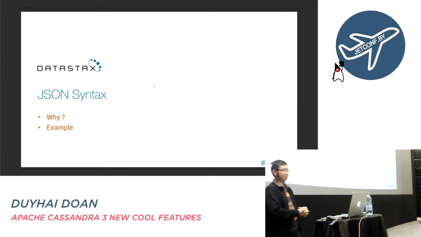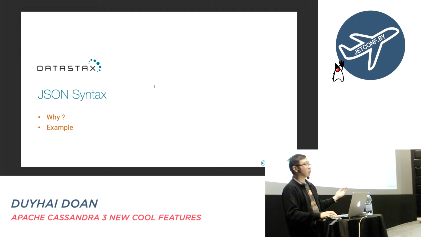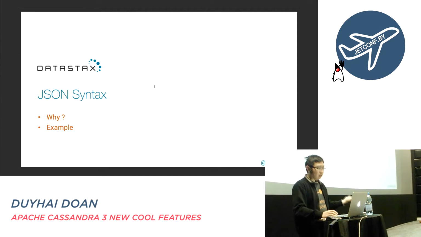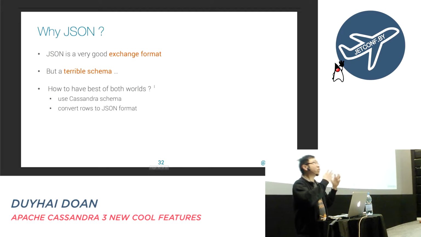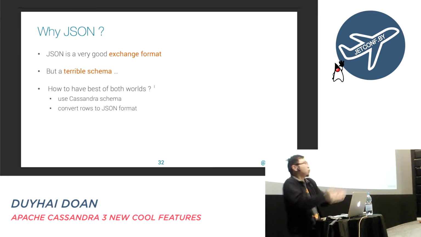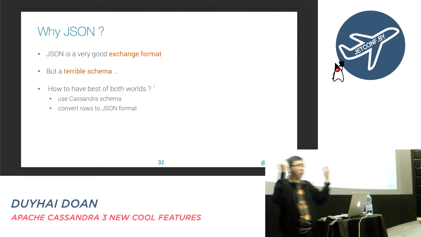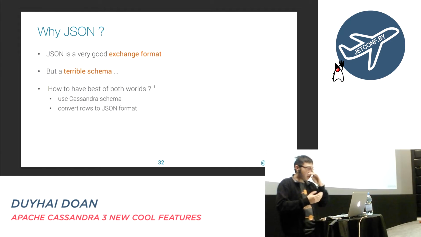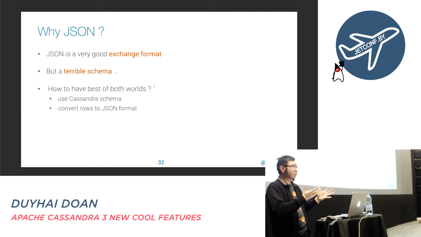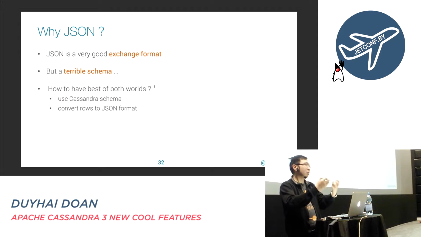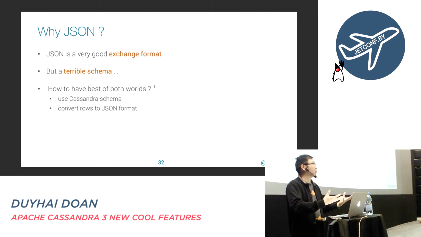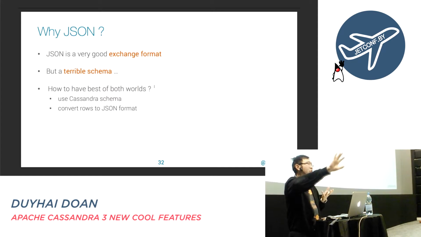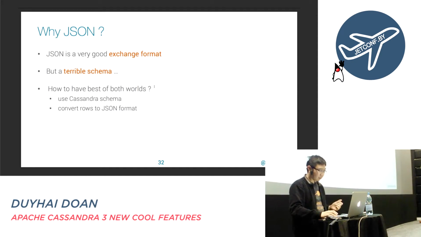JSON syntax. Okay. Why should we use JSON? JSON is a very good exchange format, but it is a terrible schema. And you don't have a schema with JSON anyway. You can put in anything. So the idea here is to use the Cassandra schema. We have a schema-full database. You have create table, but then you can query Cassandra, and Cassandra will return the result as JSON. And you can expose the result on a REST interface. Okay. So how?